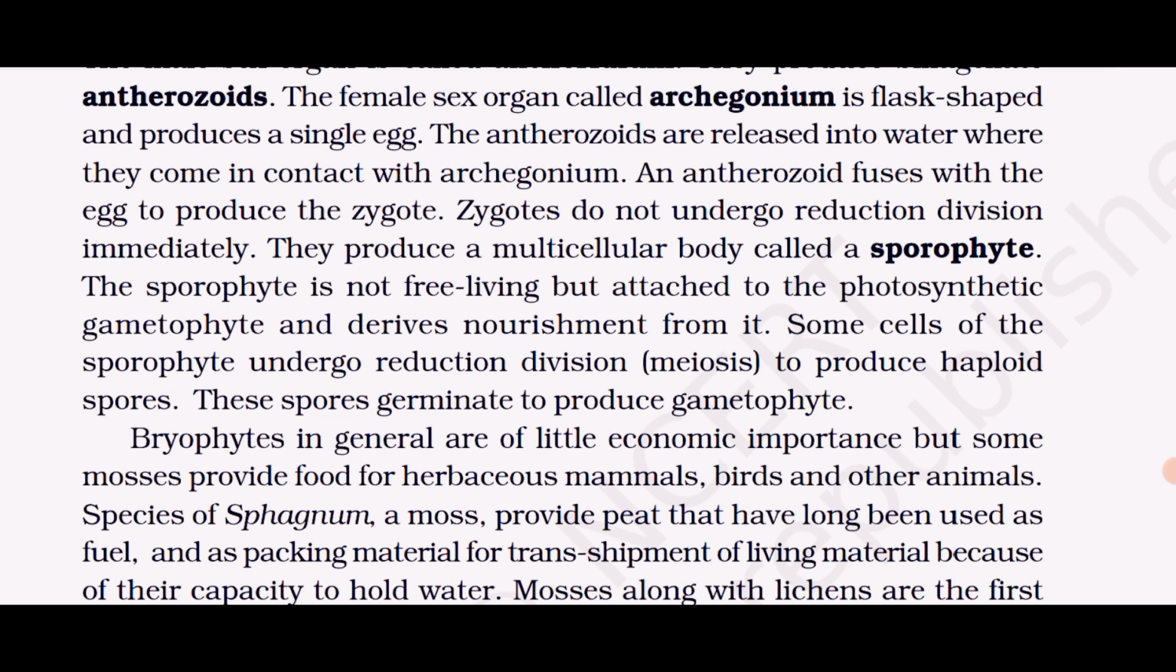Zygotes do not undergo reduction division immediately. They produce a multicellular body called a sporophyte. The sporophyte is not free living but attached to the photosynthetic gametophyte and derives nourishment from it. Some cells of the sporophyte undergo reduction division, that is called meiosis, to produce haploid spores. These spores germinate to produce gametophyte.